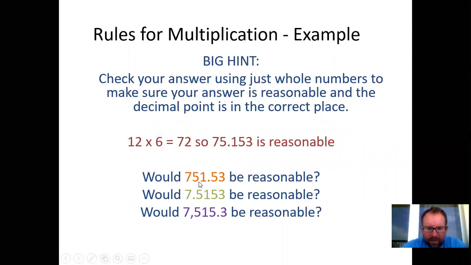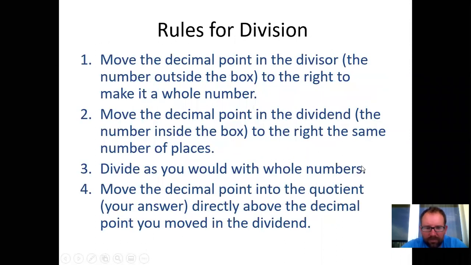So that's what they're talking about here. So 6 times 12 is 72. So 751, 7.51, and 7,515 are not reasonable answers to this question. But 75.153 is. Does everybody kind of get the concept there? You can check yourself. All right, so now we're going to move on to division.